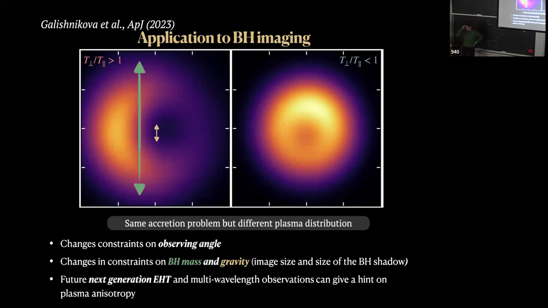It's interesting that it changes the constraint on the observing angle because of the asymmetry of the image, but it also changes the constraint on the black hole mass and the GRAVITY constraint. This has to do with the size of the image. The size of the image is directly related to the mass of the black hole, and the GRAVITY constraint to the size of the black hole shadow. I can also talk more about this if you're interested.